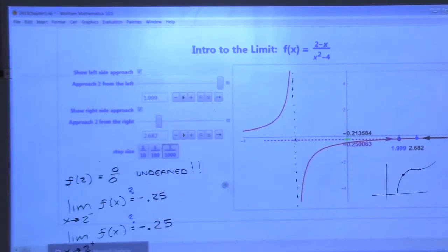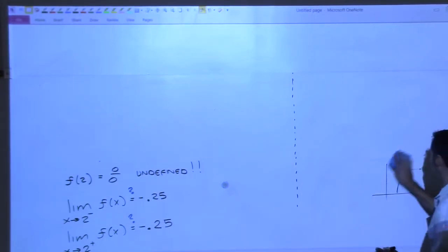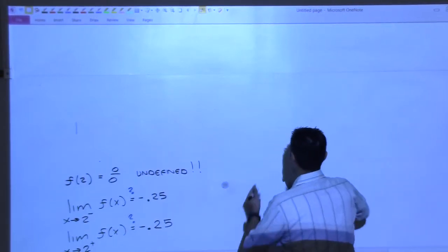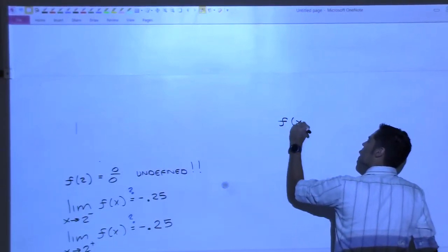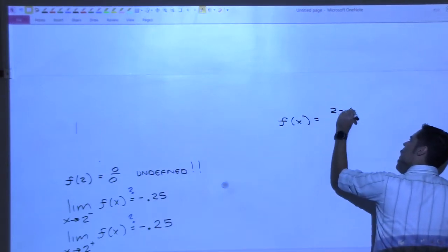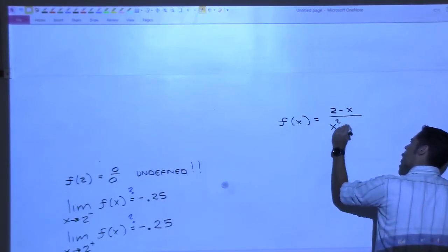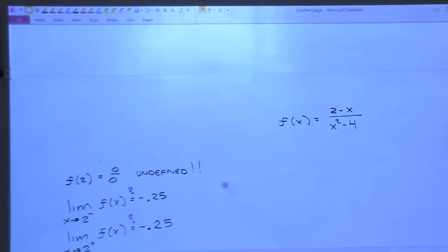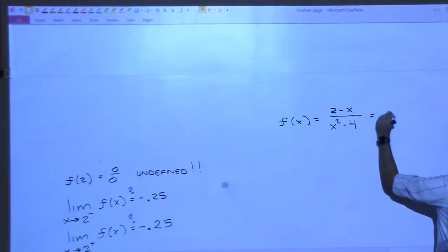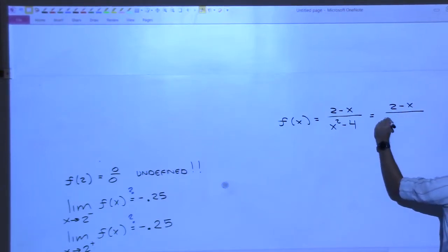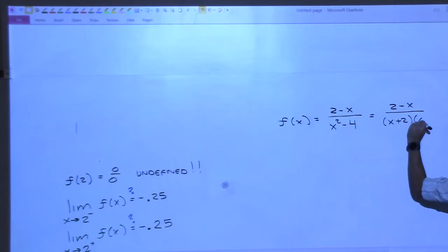Okay, I'm going to write the function down here, and I want you to check something out. The function was f of x equals 2 minus x over x squared minus 4. That was the function, right? And we already know that if we plug in 2, it's undefined. But isn't this the same as 2 minus x over x plus 2 times x minus 2? Because that's a difference of squares in the denominator, isn't it?